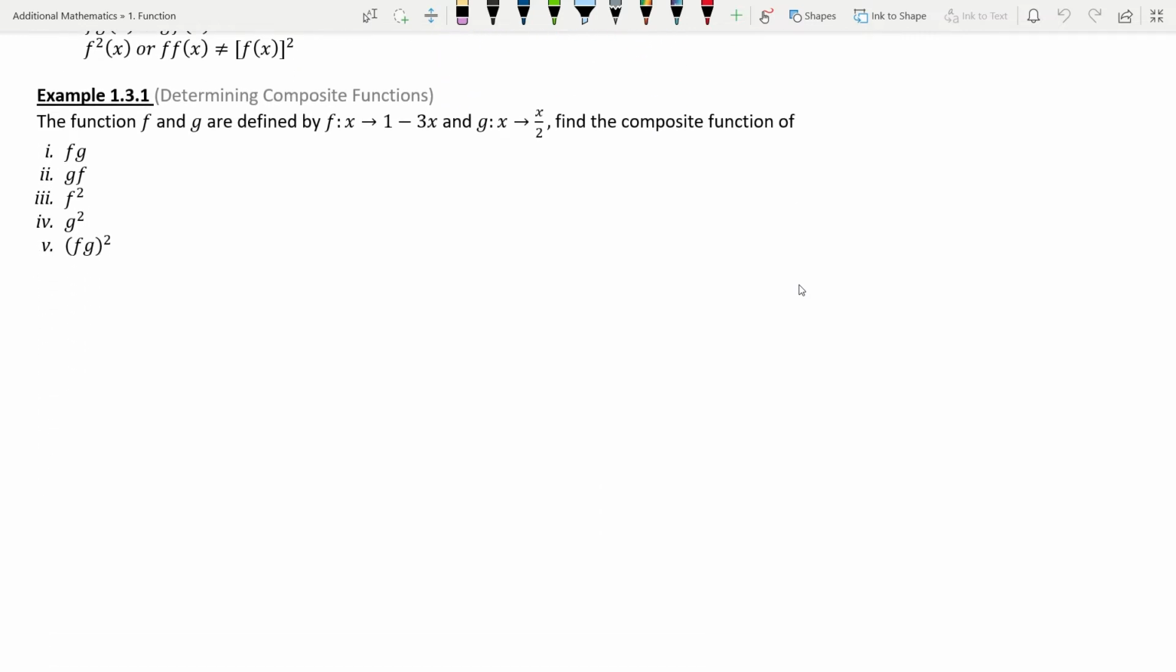Let's look at example 1.3.1. The functions f and g are defined by function f such that x is converted into 1 minus 3x, and function g such that x is converted into x over 2. Find the composite function of the following. Here we have two pieces of information, fx and gx. f of x is equal to 1 minus 3x and g of x is equal to x over 2. Here I change the color of the variable so that we can see the difference clearer.